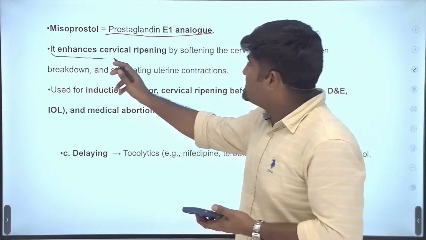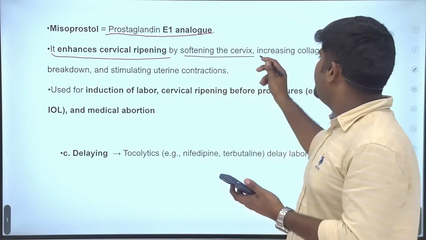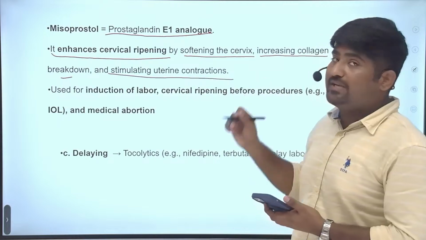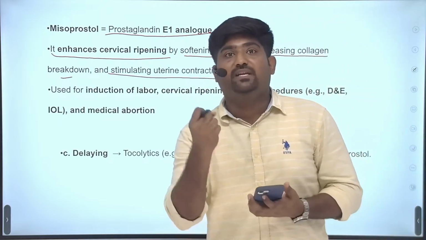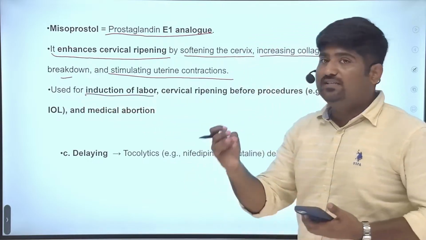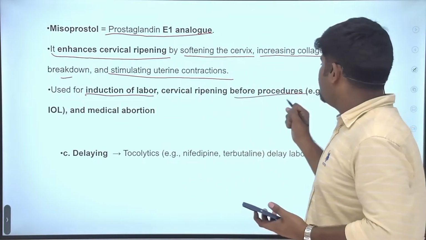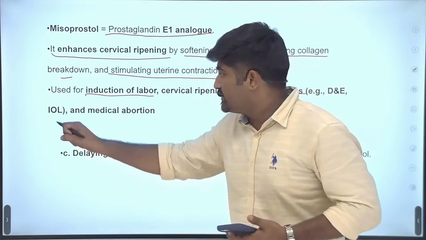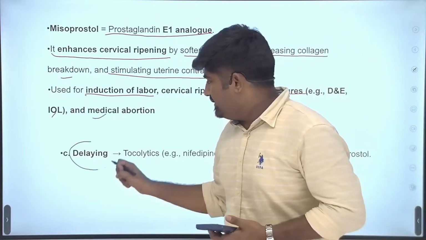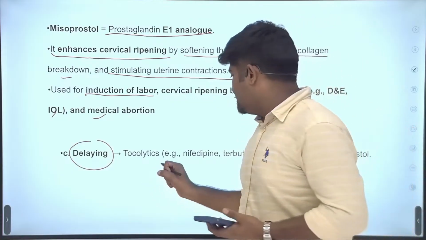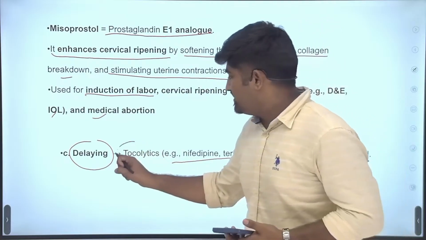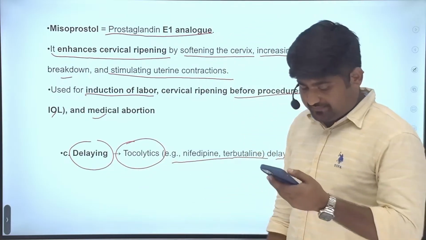It enhances cervical ripening by softening the cervix, increasing the collagen breakdown and stimulating uterine contraction, so that the cervical ripening is happening. It is used in induction of labor, cervical ripening before procedures like dilatation and curettage, induction of labor and medical abortion. Delaying tocolytics like magnesium sulfate, nifedipine, terbutaline delay labor, not misoprostol.